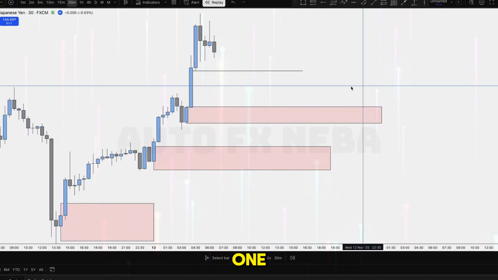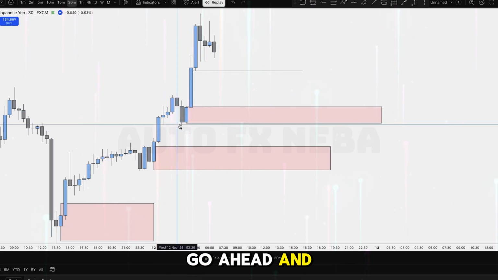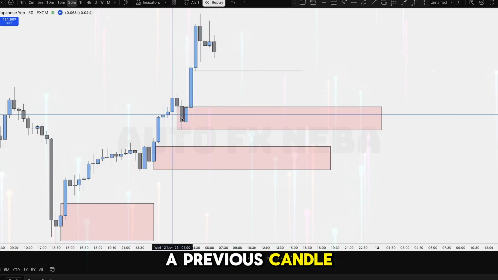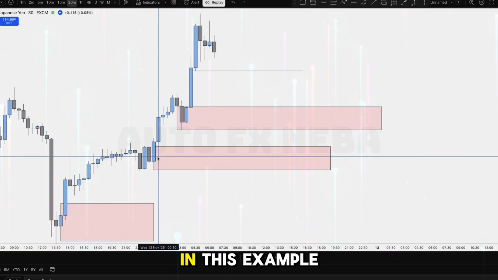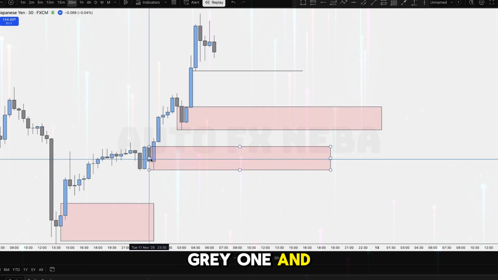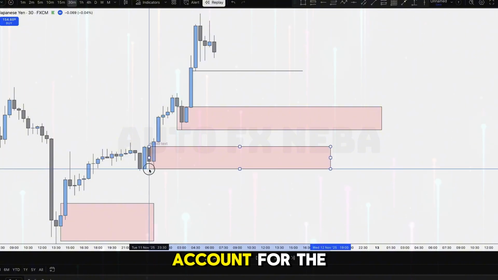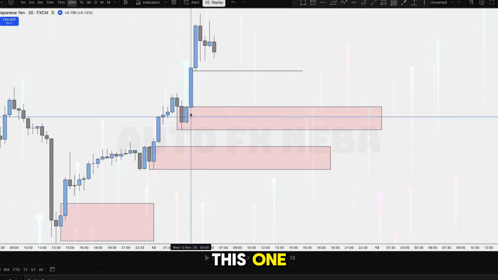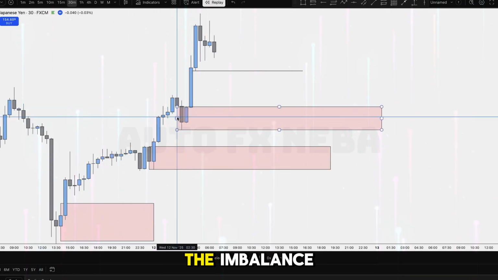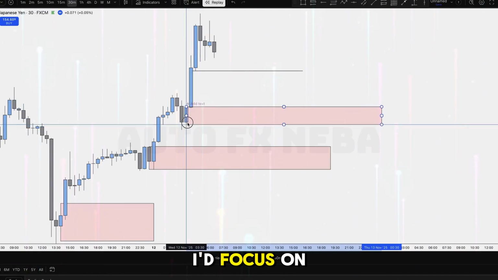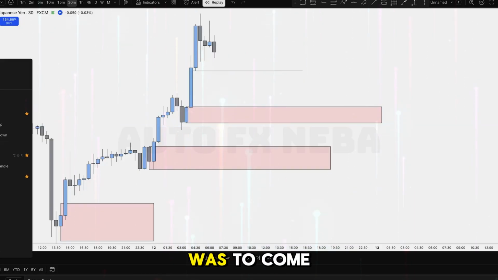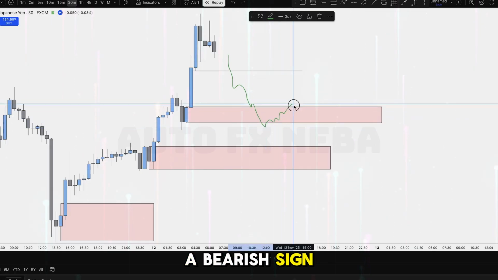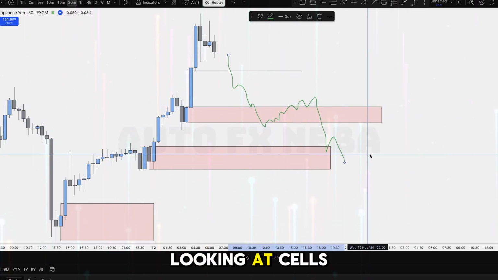And for this one, I actually wouldn't drag it to extend under this low, because this is a previous candle. It's not a future candle, right? In this example, we're using the gray one and then the wick comes after it. So we would account for the wick in that case like this. That's basically the range we're looking at. But on this one, because this blue candle is the final one before the imbalance and there's no wick beneath it, I'd focus on this area. And if the market was to come under this zone, I would see that more as a bearish sign than a bullish one. So I'd be more interested in looking at sells there.